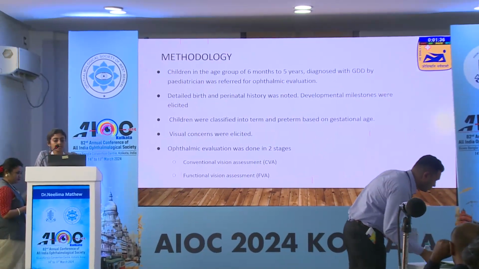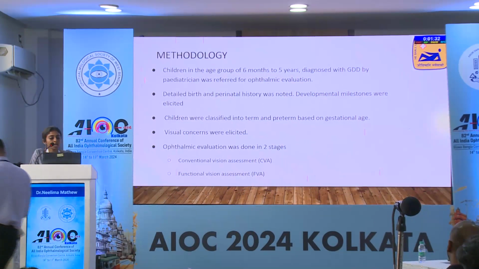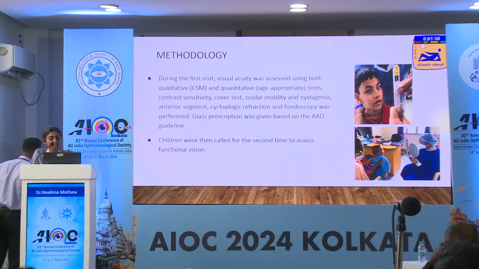Methodology: children in the age group of 6 months to 5 years diagnosed with GDD were referred for ophthalmic evaluation. Detailed birth and perinatal history was noted, and ophthalmic evaluation was done in 2 stages, that is, conventional and functional. During the first visit, visual acuity was assessed using both qualitative and quantitative tests. Also, we did contrast sensitivity, ocular motility and nystagmus, anterior segment examination, refraction and fundoscopy, and glass prescription was given based on AAO guidelines.